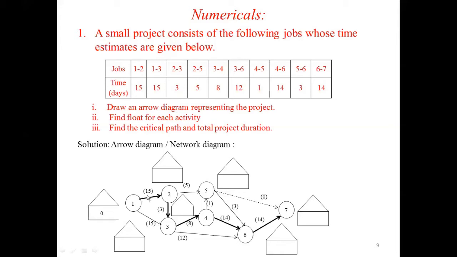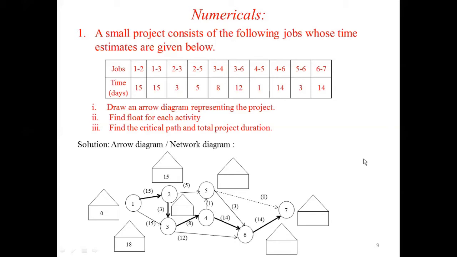For node 2, 0 plus 15 is 15. For node 3, you have two directions. Either it has come from 1 to 2 to 3, or directly from 1 to 3. 15 plus 3 will get 18. That is the maximum. You have to write the values in the rectangular block in the forward direction, taking the maximum value. If you take for node 3, 0 plus 15, we will get 15 only. But for node 3, we have one more activity between 2 and 3. Therefore, 15 plus 3 is 18. That is the maximum value you have to write in the forward direction.